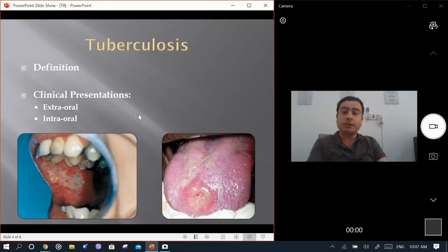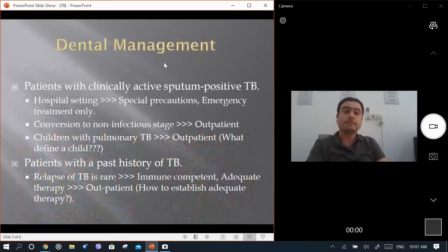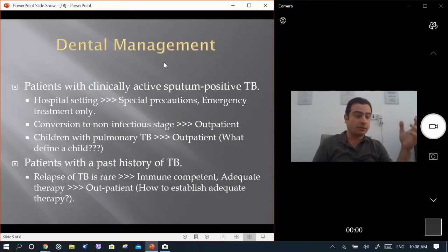Okay. Moving from the clinical presentations, what really matters to us is the dental management for those patients. You can go to the websites, or go through the lectures you have already taken for general medicine, and you can get more information about tuberculosis as a disease. What we are going to talk about today is the dental management of this infectious disease in our dental practice.